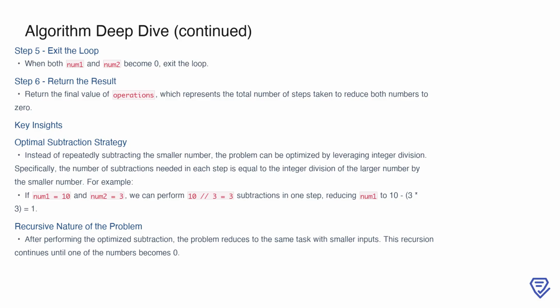Furthermore, the problem has a recursive nature. After performing the optimized subtraction, the task reduces to finding the number of steps needed for the smaller, updated values of number1 and number2. This recursive pattern repeats until one of the numbers becomes 0.